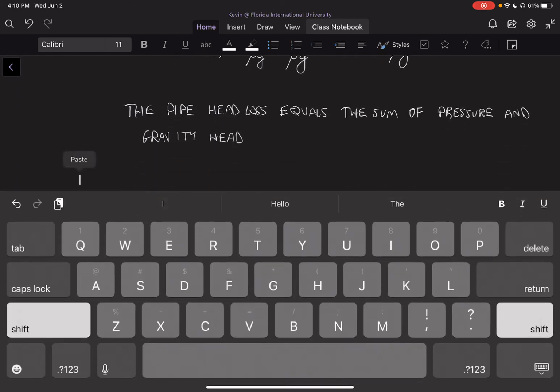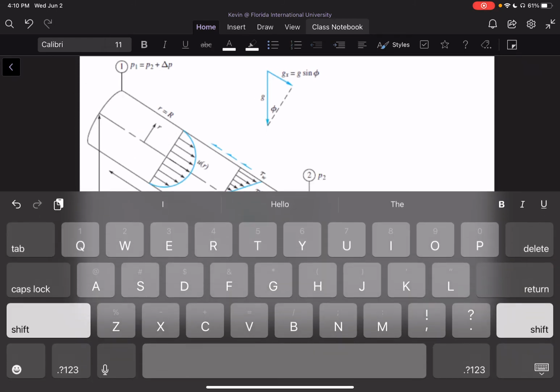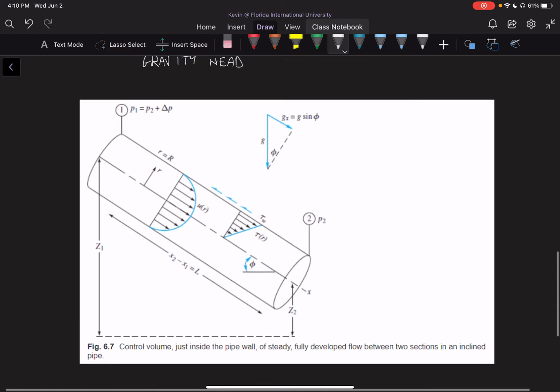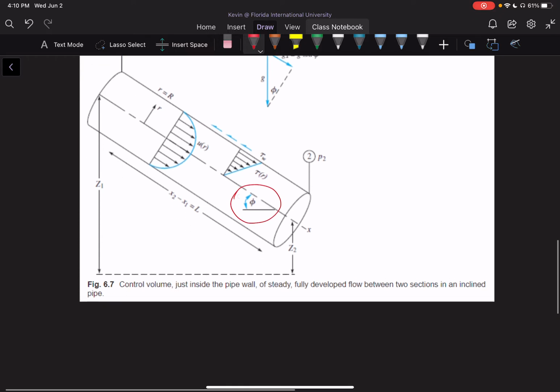So here we have an inclined pipe, and we see that we have P1 is equal to P2 plus delta P. We also have a velocity going down. We see that there's a velocity profile as a function of R here. We see that there's a certain velocity profile, okay? And we're also told that there's a certain angle with the horizontal, which is shown right here, which is phi.